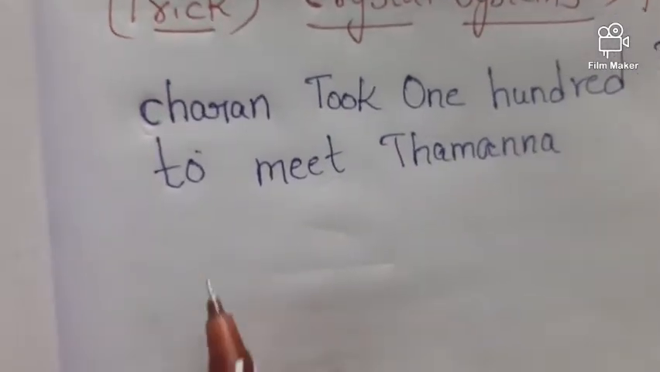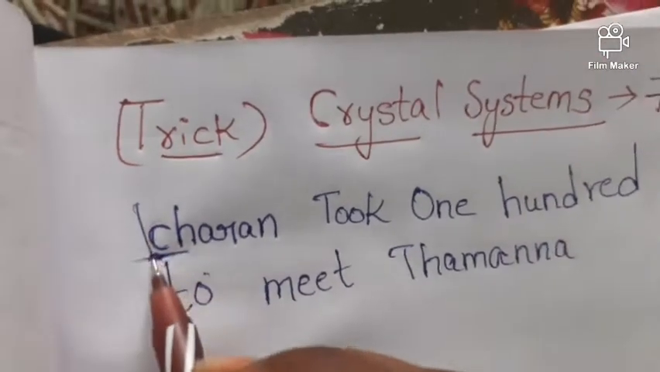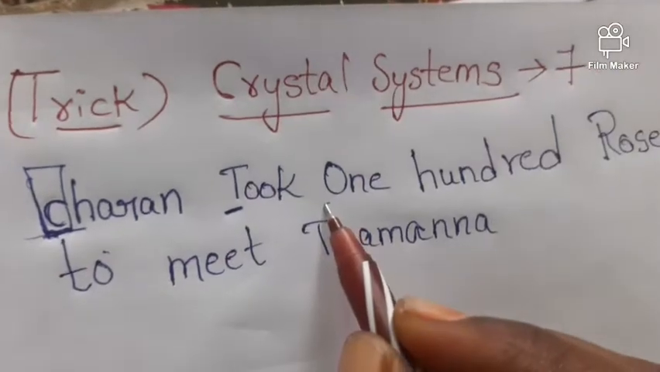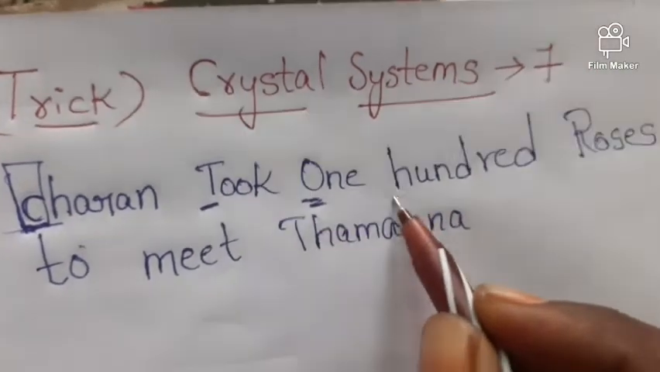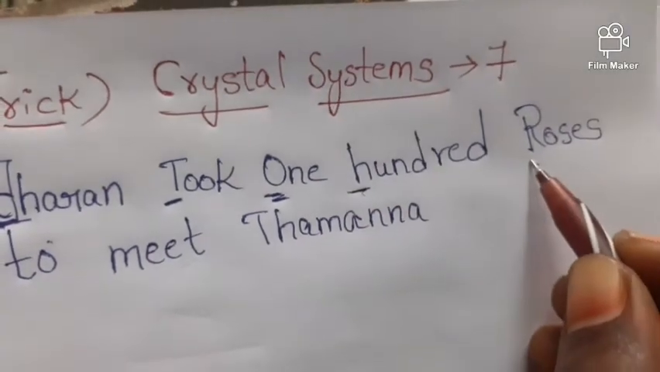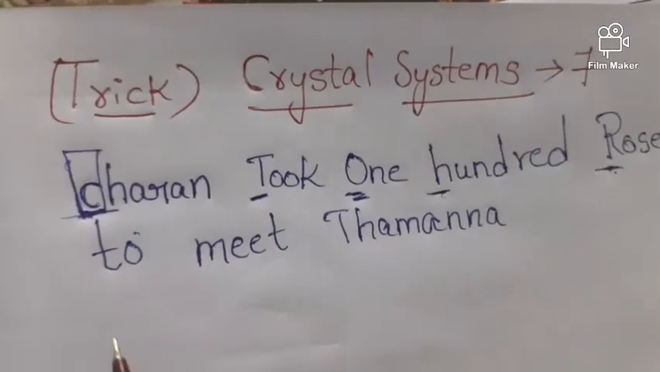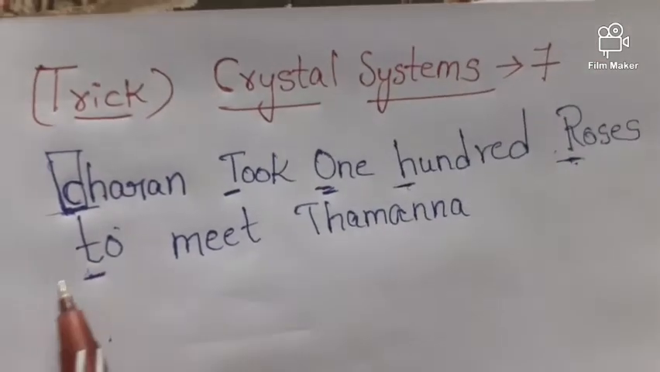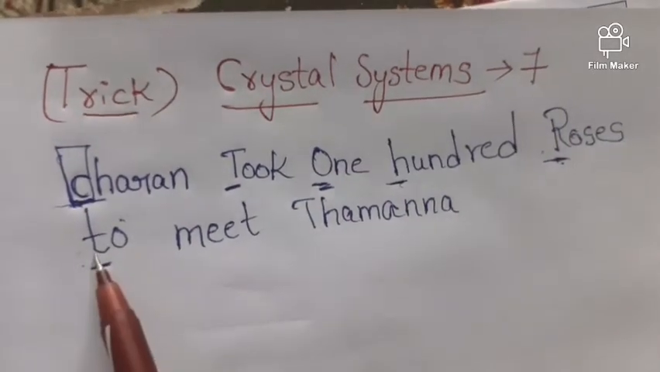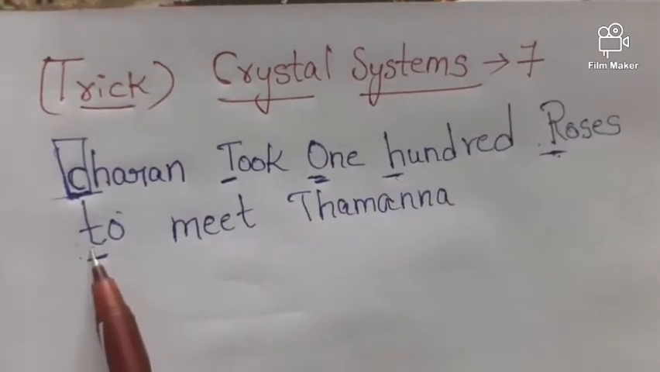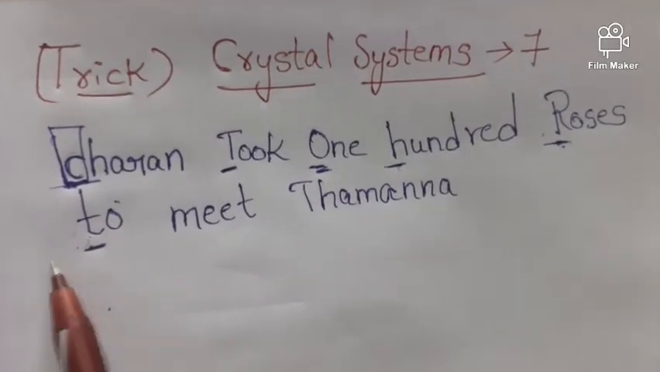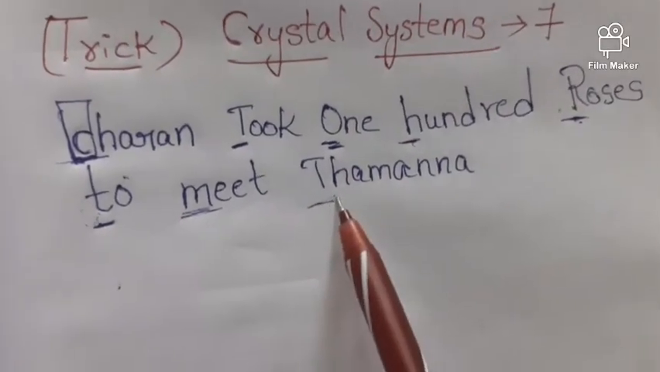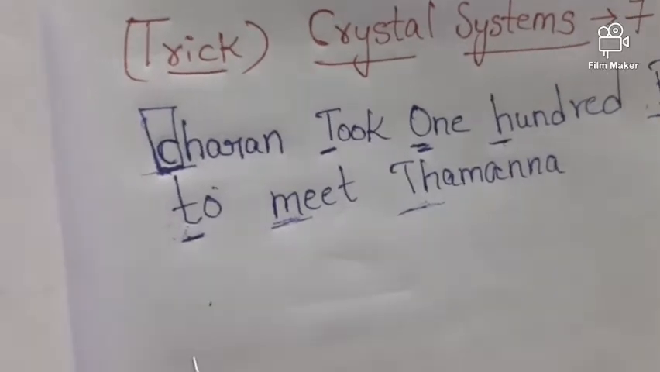See, first this C, we have to take C from Charan. T from took, O from 1, H from 100, and R from roses. This R and T, or the T from 'took', come for the same crystal system. R and T should be taken for one crystal system, and M should be taken from meet, and T should be taken from Tamanna. Now let me write the crystal systems.